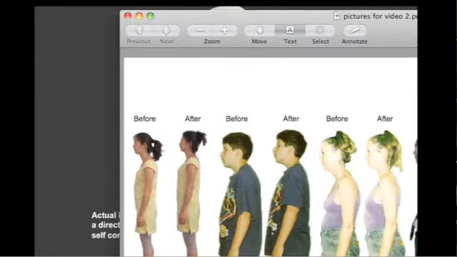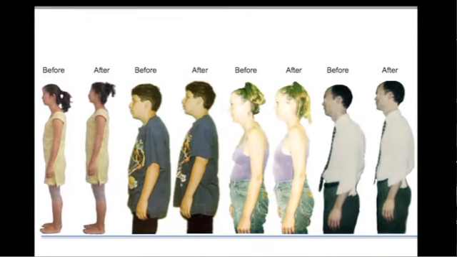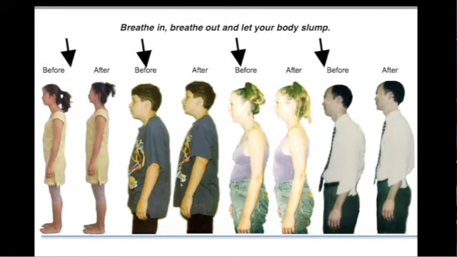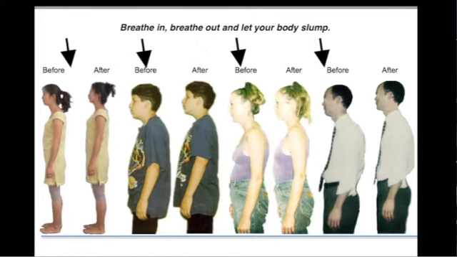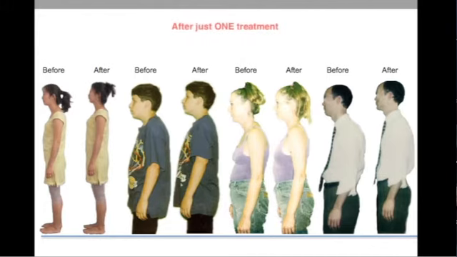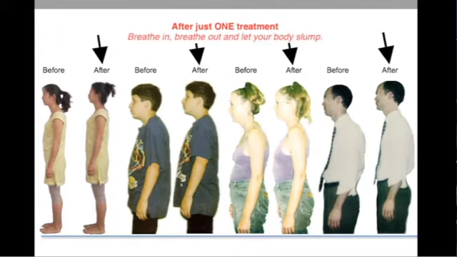If we show you actual people and you look at them, all of these pictures are: breathe in, breathe out, relax, and let your body slump. They are relaxed in the before treatment pictures, and they are relaxed in the after treatment pictures. And you could see how their bodies collapse in the before pictures. All they had was one time, one treatment. You could see they're in the same clothing, one treatment with the advanced biostructural treatment protocol, and we asked them to breathe in, breathe out, relax, let your body slump.